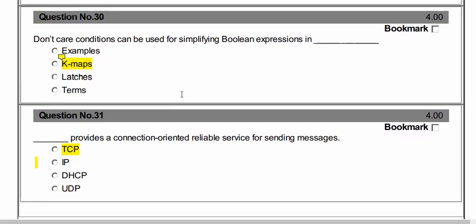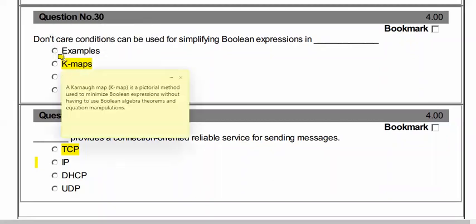Don't care conditions can be used for simplifying Boolean expressions in dash. Option B is right, Karnaugh map. A Karnaugh map, K-map, is a pictorial method used to minimize Boolean expressions without having to use Boolean algebra theorems and equation manipulation.